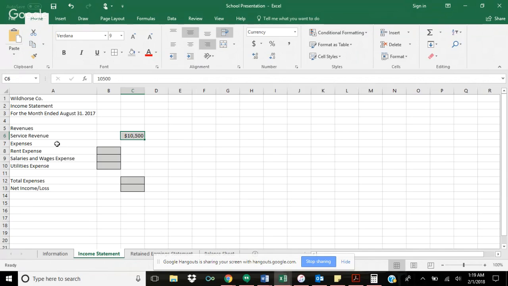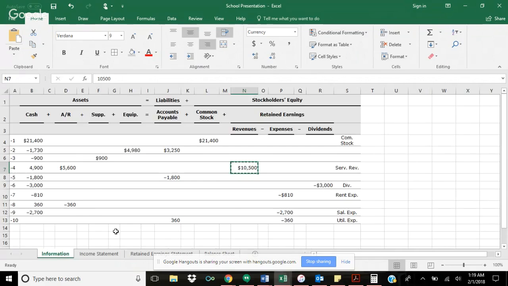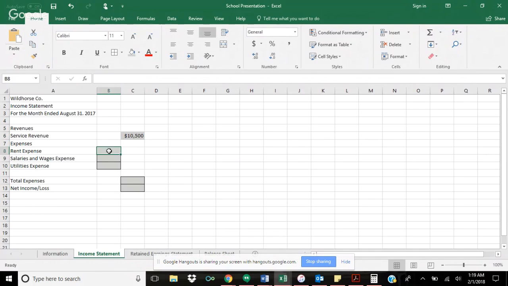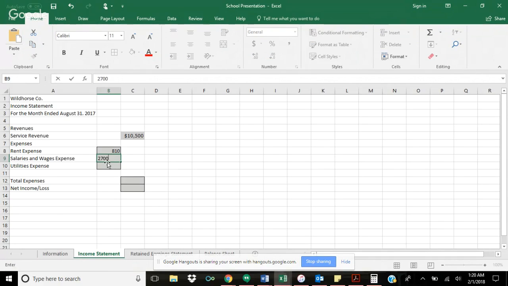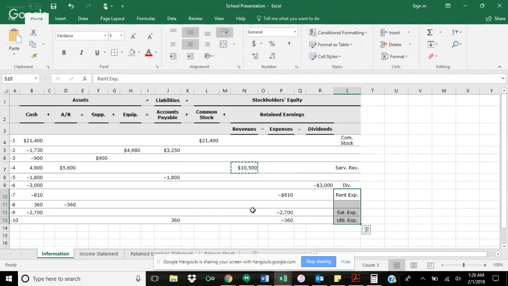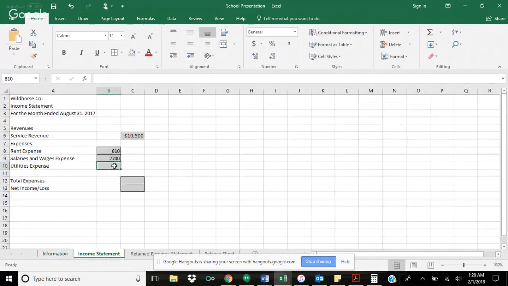From there, we are left to go to expenses, because once we have our revenue, in order to realize what our net income or loss is, we need to know what our expenses are as well. So if we go back to the information, we're going to look at this and see here that we have 3 expenses here: rent expenses, salary expenses, and utility expenses. So rent expenses are $810. Salary and wages is $2,700. And then utilities expenses is $360.